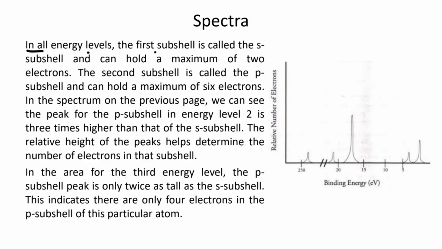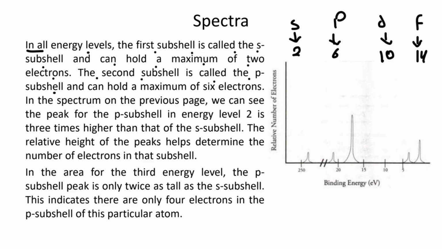In all energy levels, the first subshell is called the S subshell and can hold a maximum of 2 electrons. So basically we have the S subshell, P subshell, D subshell, and F subshell. S can only hold 2 electrons maximum. P can hold a maximum of 6 electrons, D 10 electrons, and F 14 electrons. The second subshell is called the P subshell and can hold a maximum of 6 electrons.